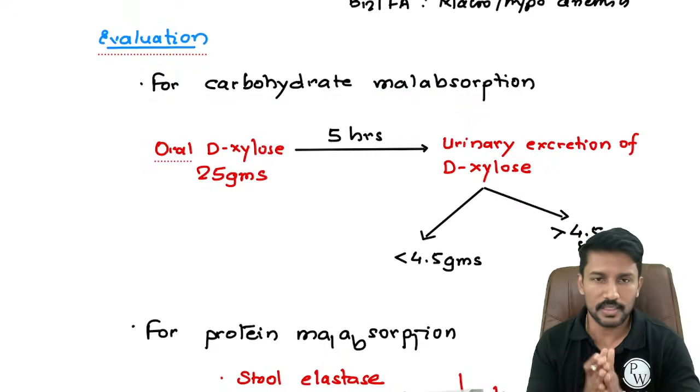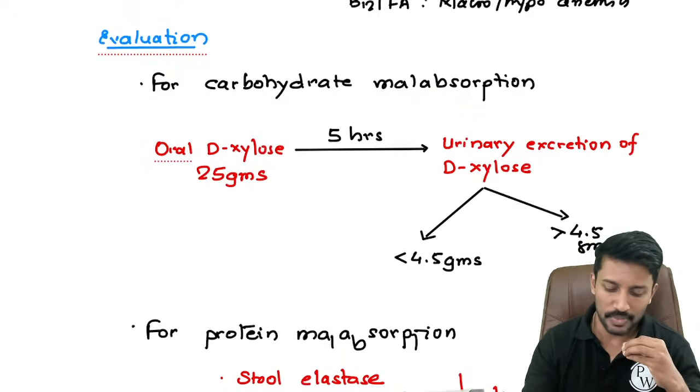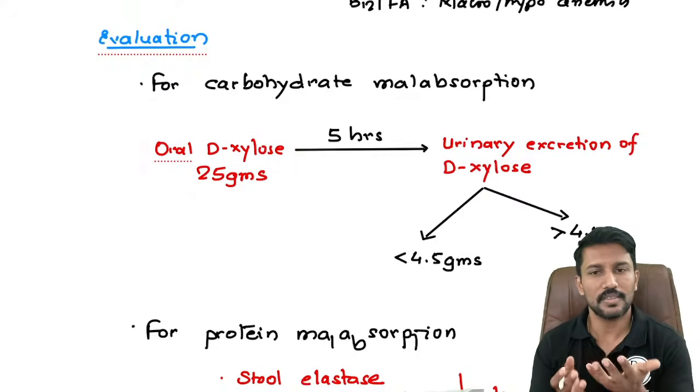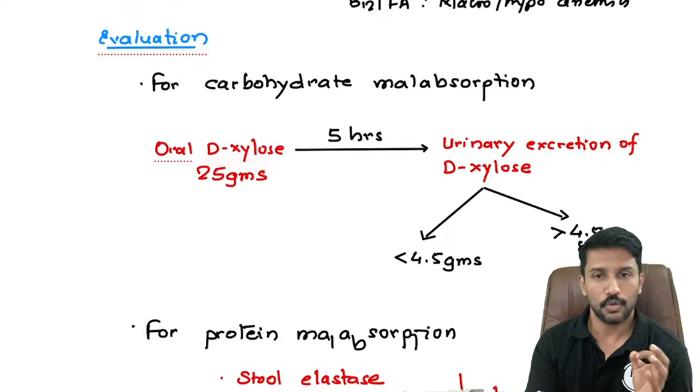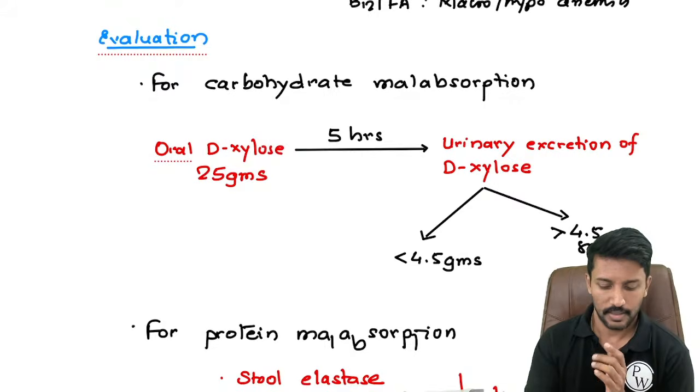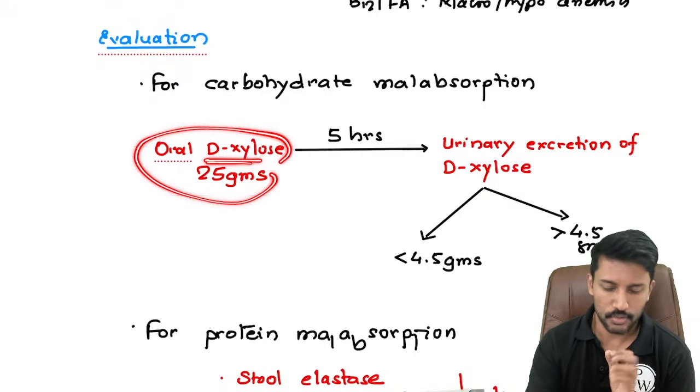So what do we do in this test? We ask the patient to consume D-xylose. What is D-xylose? It is a simple sugar, just like your glucose, right? It's a pentose, a simple sugar like glucose.